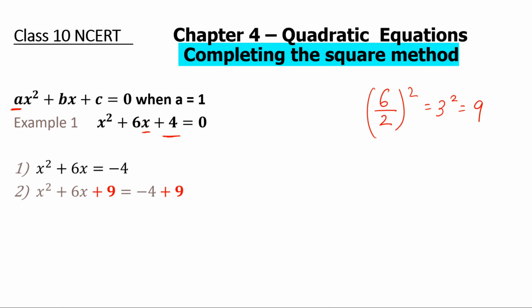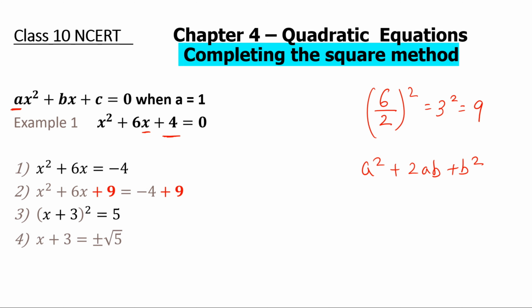Now the left hand side, if you see, is in the form of a squared plus twice ab plus b squared. Right. So we can write it as x plus 3 the whole squared, and the right hand side simplifies to 5. Next step, take the square root of both the sides. So it would be x plus 3 equals plus or minus square root of 5.